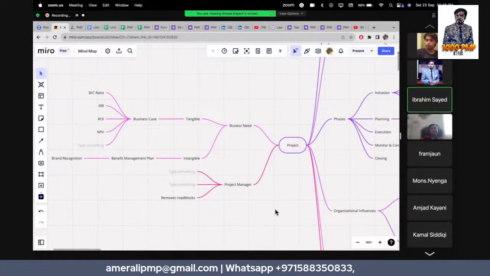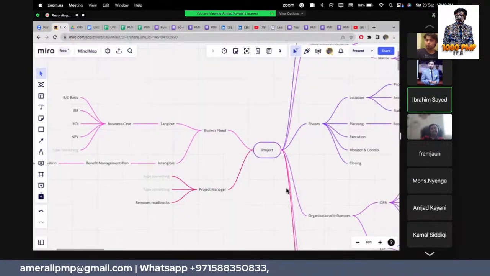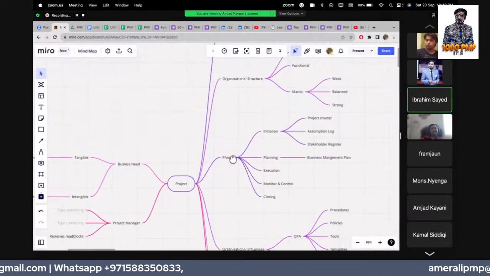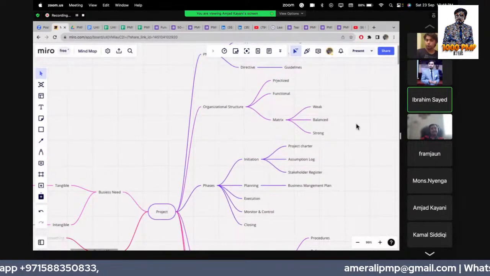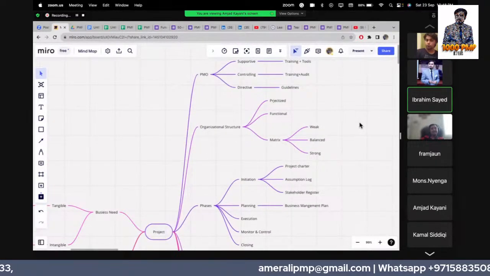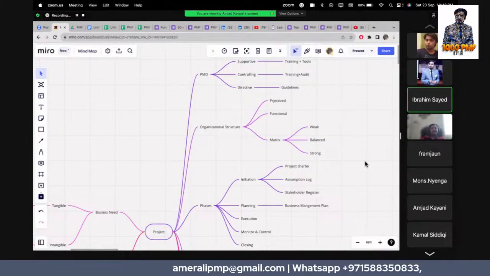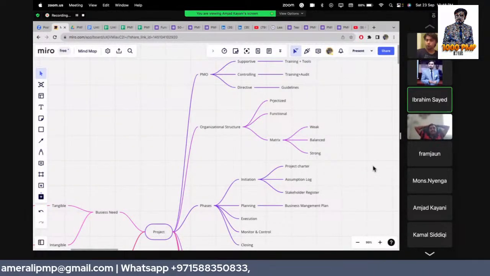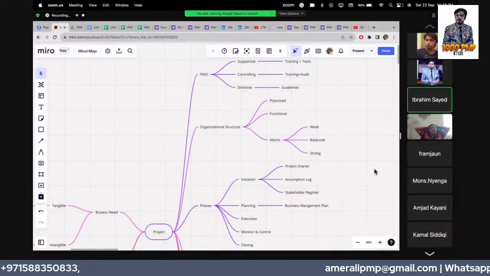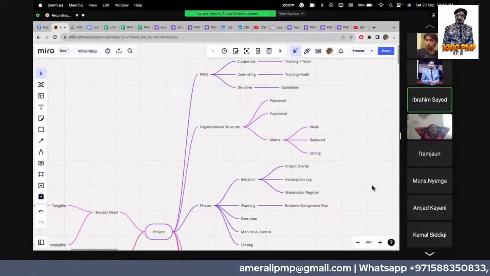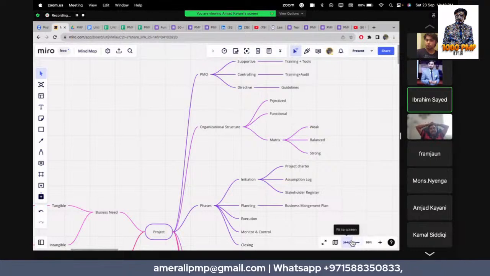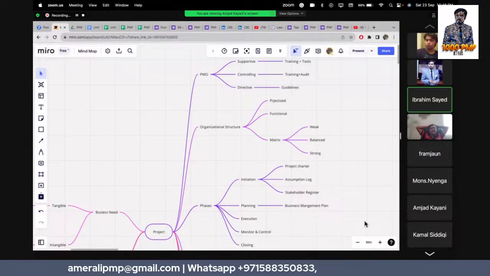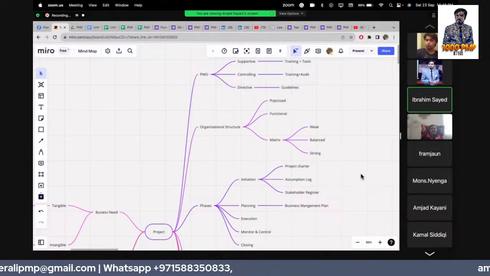There are three types of PMO: supportive, controlling, and directive. Supportive gives training, tools, and techniques. Controlling does what the supportive PMO does and, in addition, also audits. And directive gives guidance to the team.